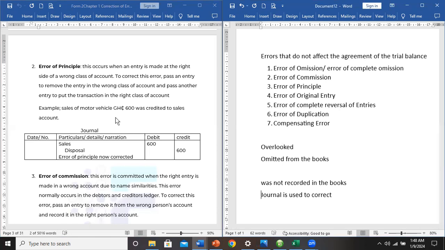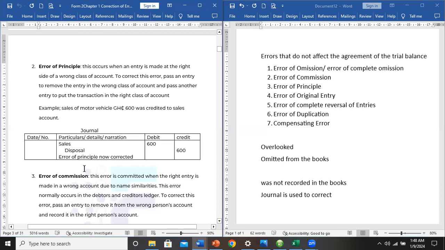So in this case, the bookkeeper recorded in the wrong class of account. So we had to pass the entries to correct it. As you see here, the sales was the wrong class. It should have been in disposal. So we moved it from the sales account and put it in the disposal account.